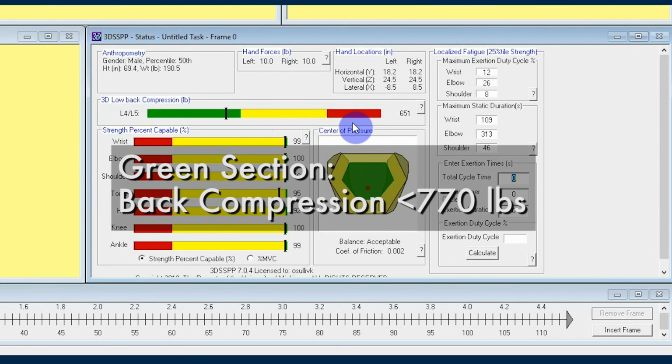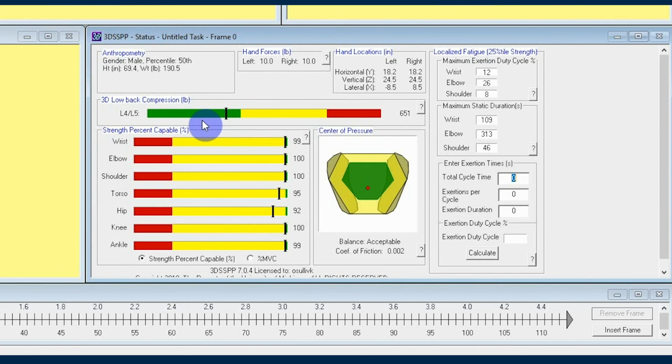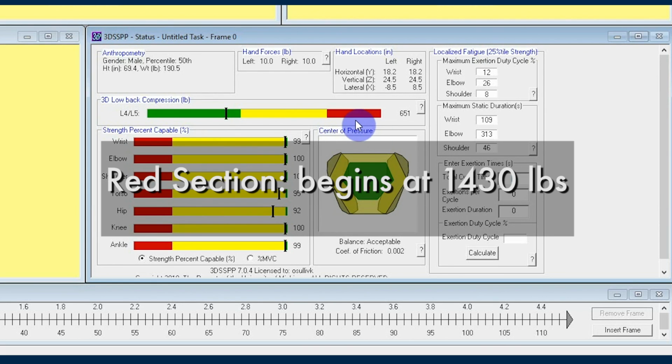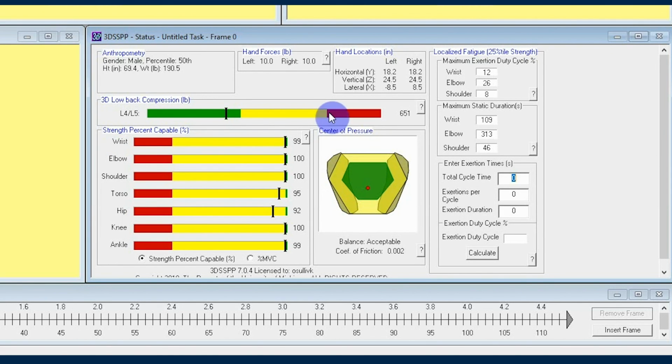The green area corresponds to back compression force less than 770 pounds, and this is referred to as the back compression design limit, or BCDL. The red region starts at 1,430 pounds of back compression force, and this is referred to as the back compression upper limit, or BCUL. So that's your first taste of the status window.